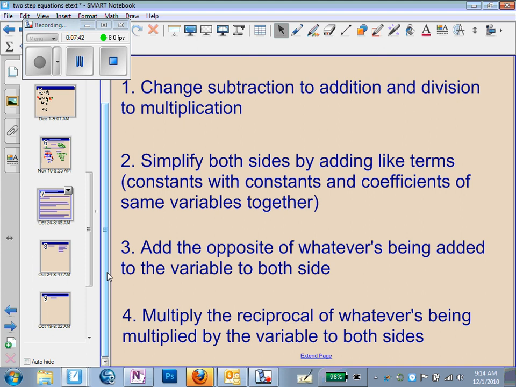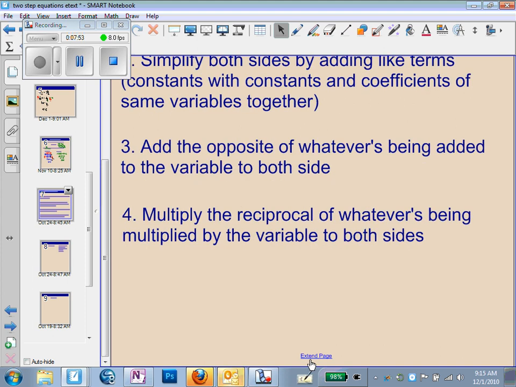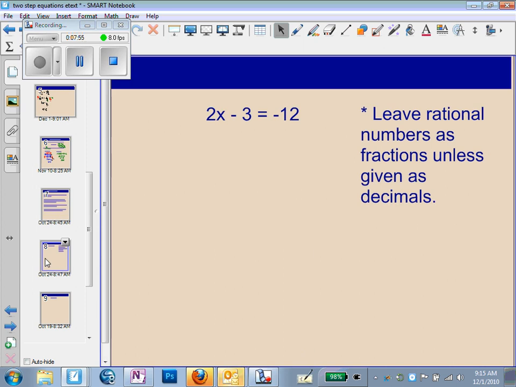then you get down to what we just did. And that's where you work with getting rid of the opposite: you get rid of addition by adding the opposite, and then getting rid of the multiplication by multiplying by the reciprocal. So let's do some examples.